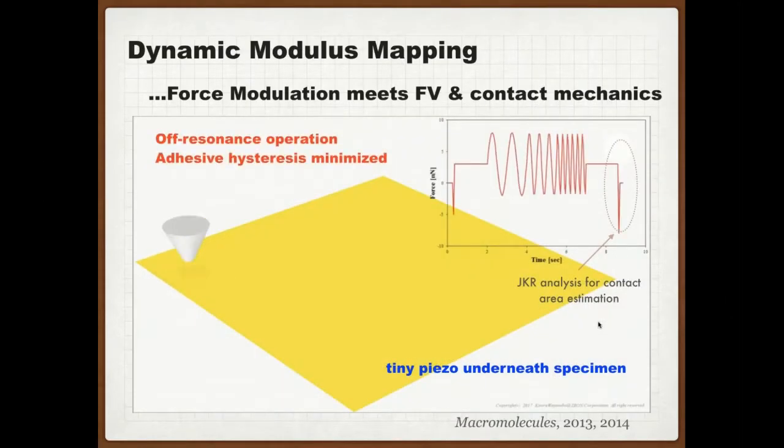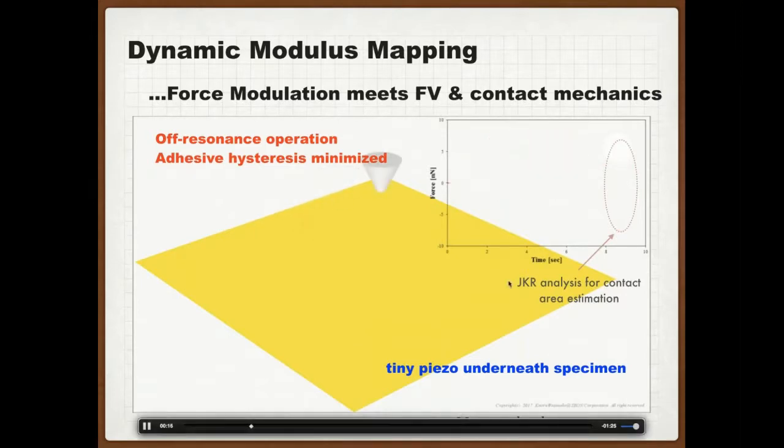Now, we have developed a way to reproduce such DMA measurements using AFM. The first trial appeared in Macromolecules in 2013 or 14, and the way to realize this measurement is depicted in this cartoon movie. We add sinusoidal oscillations with a frequency sweep to the conventional force volume measurement. In this specific case, we use a tiny piezo underneath the specimen, and the frequency measurement is under resonant conditions. Because this sinusoidal oscillation is performed during contact, adhesive hysteresis is nicely minimized. So this is the idea.